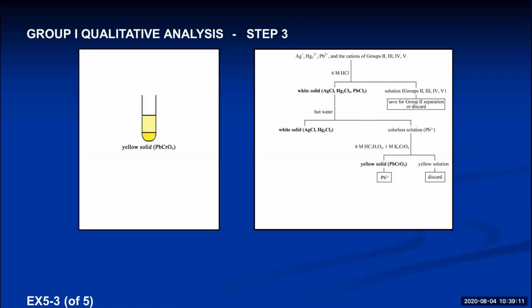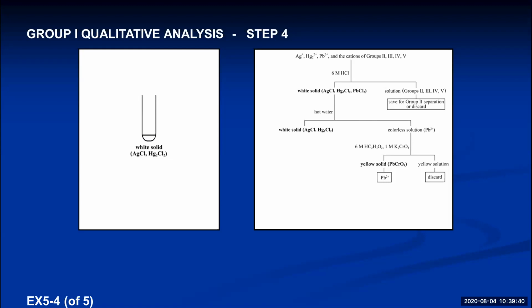And now once we've done that, we can go back to the white solid that we put aside that contains either silver chloride, mercury 1 chloride, or a combination of the two, and try to separate those and prove whether silver or mercury or both are present. So this is step 4. Now we don't have to deal with the colorless solution anymore that's now become yellow. We can throw that away. We're only dealing with the white solid that we had saved from step 2.